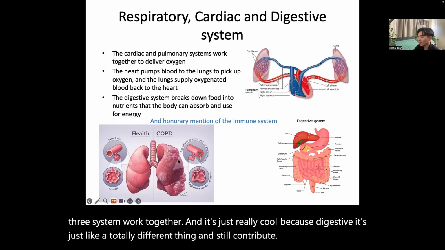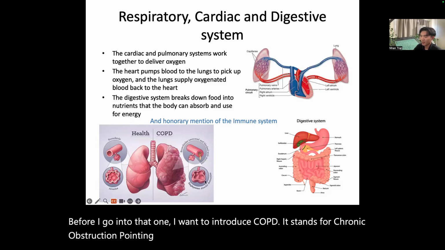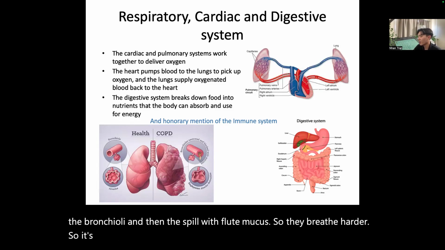Before I go into that, I want to introduce COPD. It stands for chronic obstructive pulmonary disease. COPD patients have narrower bronchioles and thick mucus, so they breathe harder, and it's harder for them to breathe with mucus.